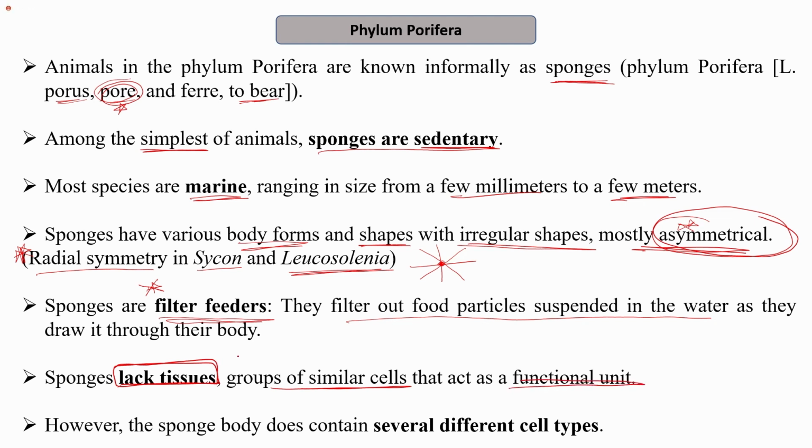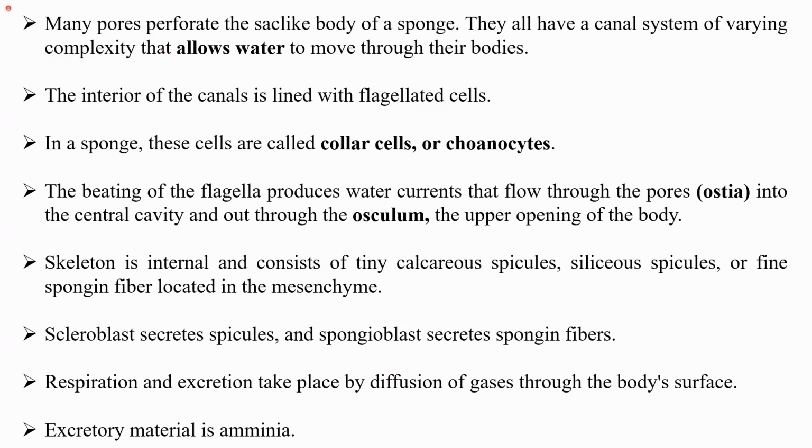So they lack tissues and they have what? Cellular level of organization. That is where different cells play different functions and have different roles, and there are no groups of similar cells that act as a functional unit together, thereby lacking the tissue system of organization. However, the sponge body, as I mentioned, contains several different cell types, and each of these cell types has its own function which they perform in order to carry out the activities needed by the poriferans.